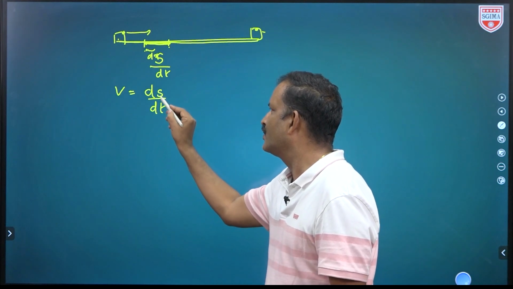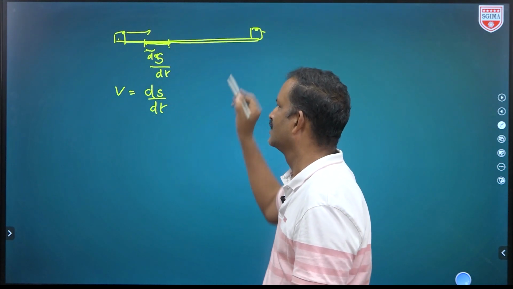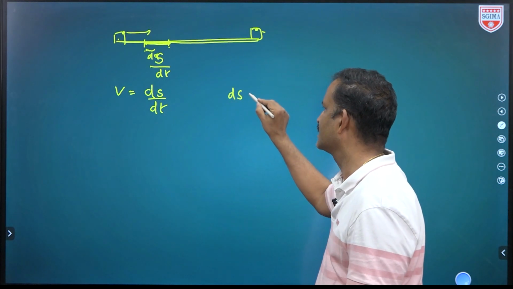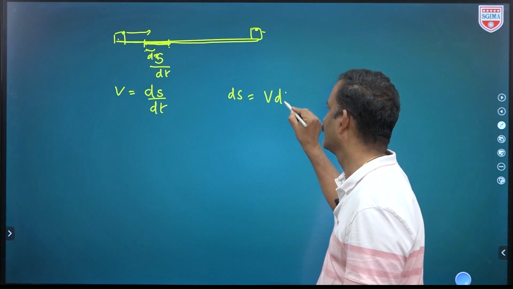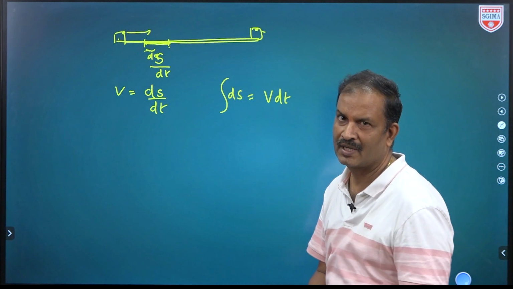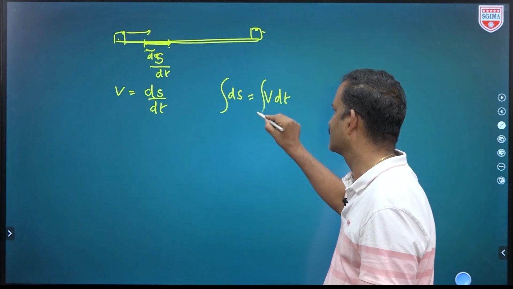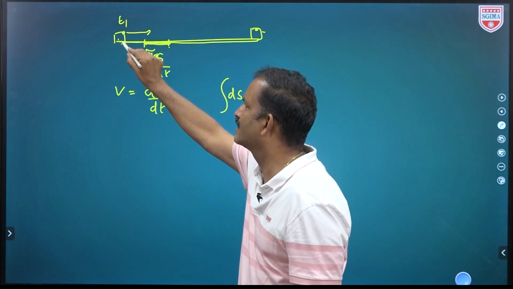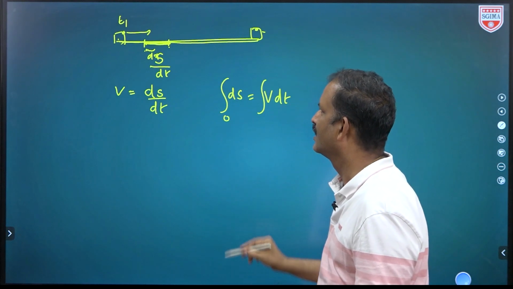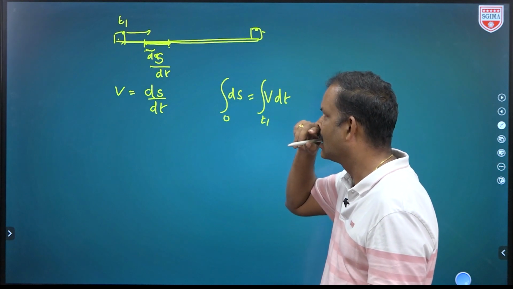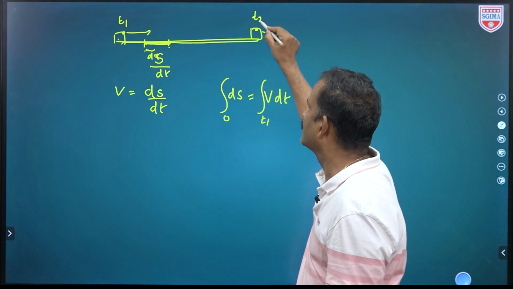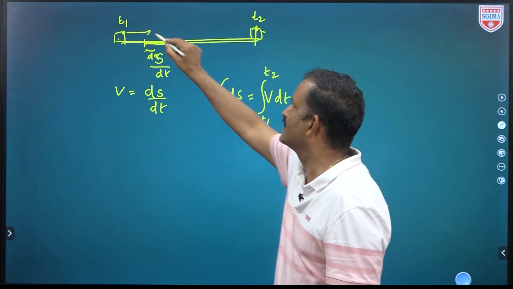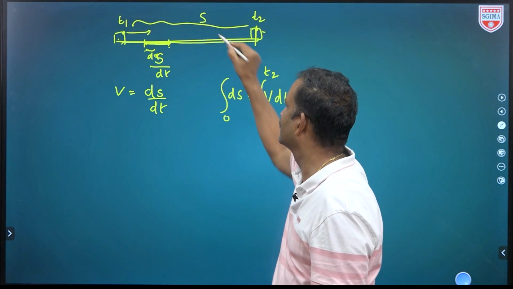Now, if you want displacement, then ds can be calculated. ds is equal to v dt. Suppose you have to do the integration on both sides. Suppose this time is t1. At that time I am counting the displacement as 0. That time is t1. Now it comes to this point and this time is t2. At that time the displacement is s.